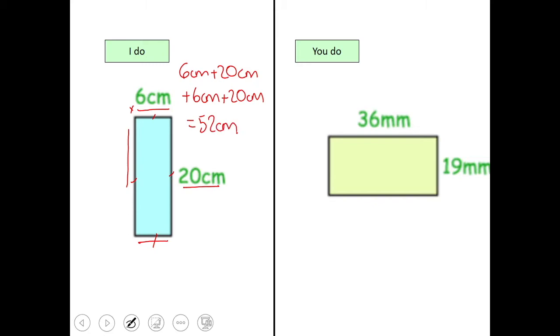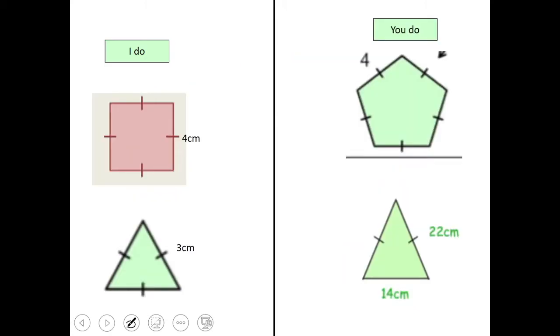So now I want you to pause the video, have a go at the right example, spend about half a minute to a minute, and then I'll put the answer up on the board for yourselves. Right, so that's your answer up on the board, and now we'll move on to the next example.